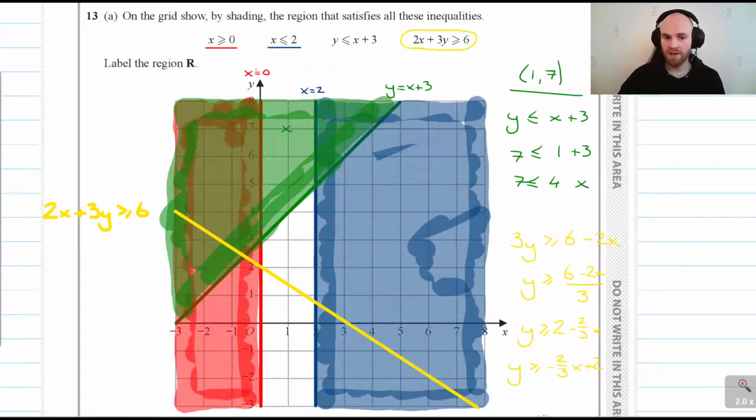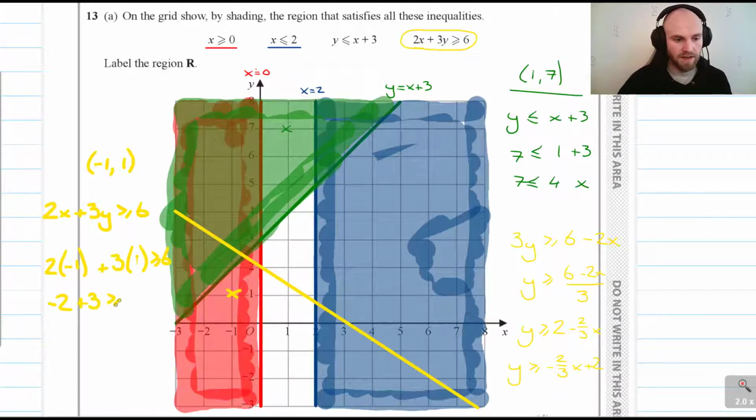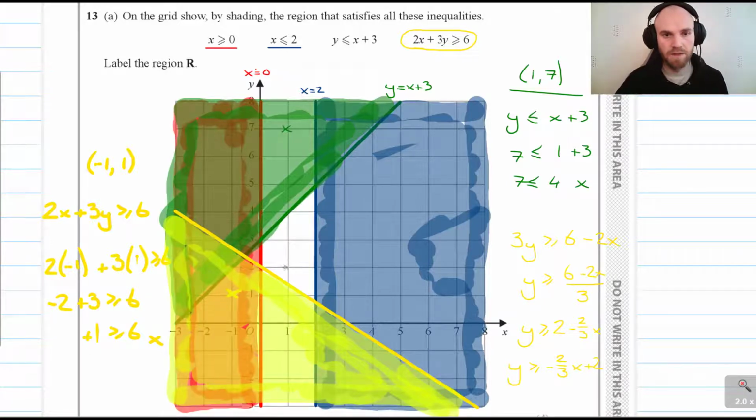So is this side of the line going to satisfy the inequality, or is it this side? So I'm just going to pick a random point. I'm going to pick this one here. So we have x equals minus 1, y equals 1. So we're going to sub those values into the equation. So it's going to be 2 multiplied by minus 1 plus 3, and this y is going to be 1. It's greater than or equal to 6. Well, 2 multiplied by minus 1 is minus 2, plus 3 is greater than or equal to 6. Minus 2 plus 3 is plus 1, is greater than or equal to 6. Well, this is incorrect. 1 is clearly less than 6, so this side of the line is going to be incorrect. And I'm going to label this region R.